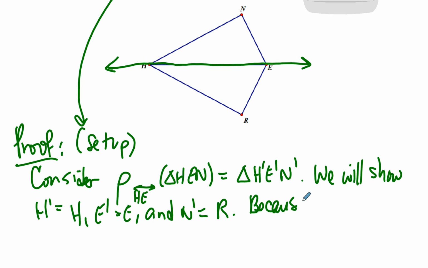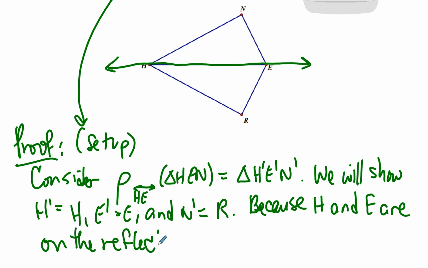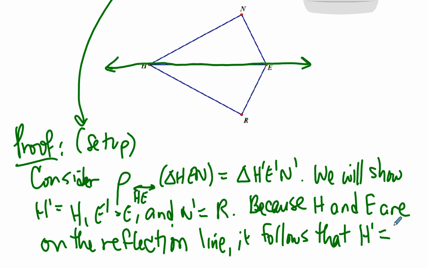Because H and E are on the reflection line, it follows that H prime is in fact H and E prime is in fact E. This is one of the properties we looked at, that when we reflect, all the points on the line remain on the line. But what about the other point? Well, we've got to show that N ends up on R. Well, how do we do that?